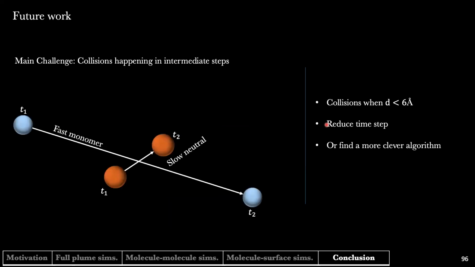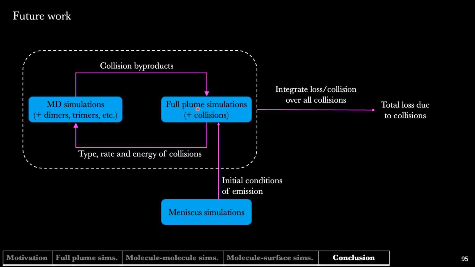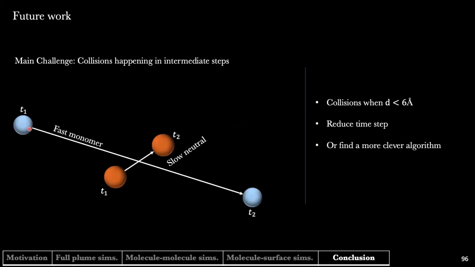And one challenge in including the collisions in the Plume simulations is that we have very fast particles. So if we check the collisions at time t1, there is no collision. And then if you check the collisions at time t2, there is also no collision. So here the collisions happen in the intermediate steps. So we have to take this into consideration to implement our collision detection algorithm.